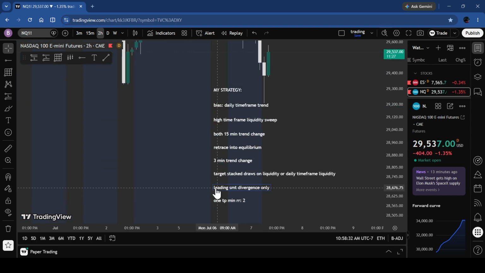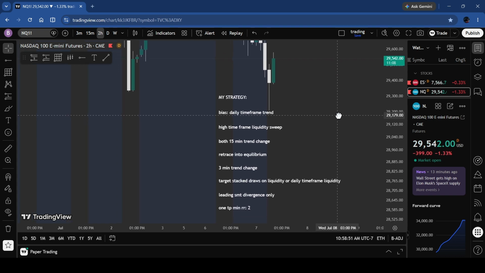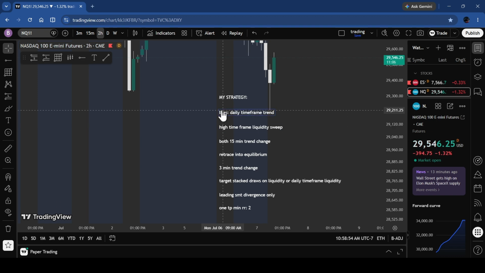And here I added: leading SMT divergence only, target daily time frame liquidity, only 1 TP, and a minimum RR of double what I'm going to risk. So this is my updated strategy.